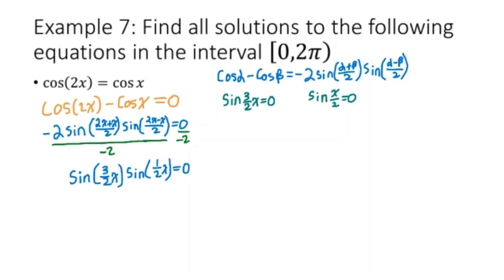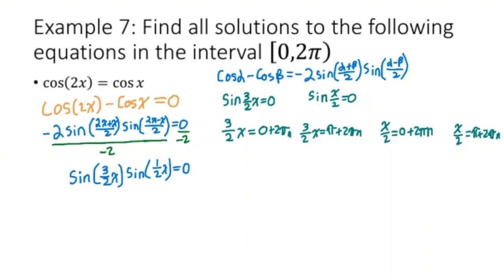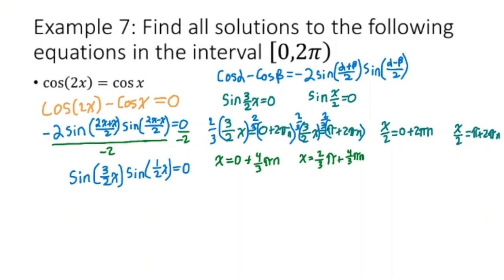Since both sine functions equal 0, we're just looking for angles that make sine 0, and the only such angles are 0 and pi. So we have 3/2 x equals 0 plus 2 pi n, 3/2 x equals pi plus 2 pi n, x over 2 equals 0 plus 2 pi n, or x over 2 equals pi plus 2 pi n. To solve the first two equations with the 3/2 x, we'll multiply both sides by 2/3, and we get x equals 0 plus 4/3 pi n, or x equals 2/3 pi plus 4/3 pi n. For the second set of equations, we just multiply both sides by 2. We get x equals 0 plus 4 pi n, and x equals 2 pi plus 4 pi n.